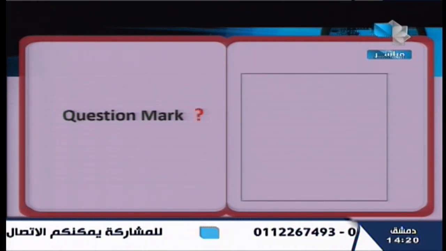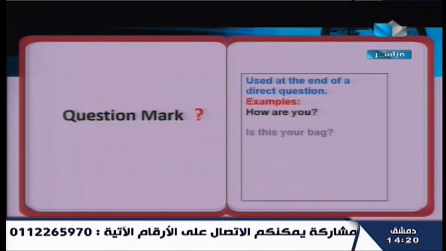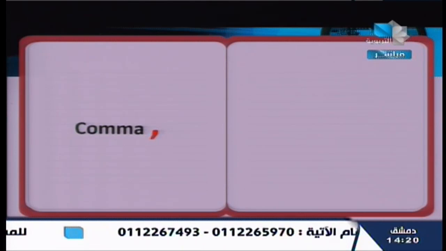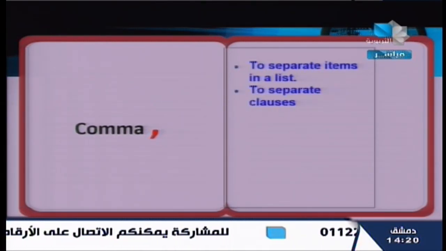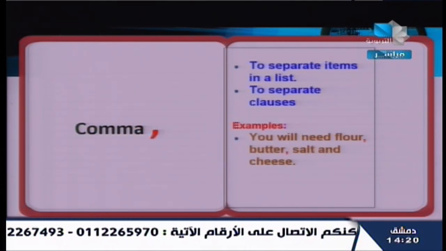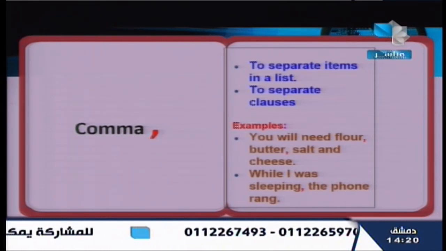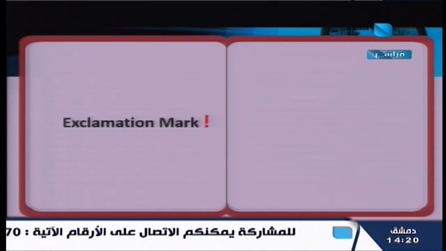Surely it is at the end of the question. How are you? Is this your bag? Do you have a pen? Good. Yes, thank you. Comma: to separate items in a list, to separate clauses. For example, you will need flour, butter, salt, and cheese. Okay. While I was sleeping, the phone rang. Thank you very much.